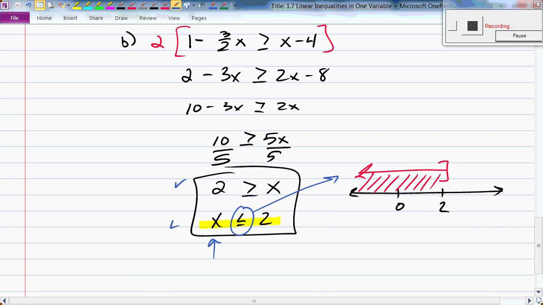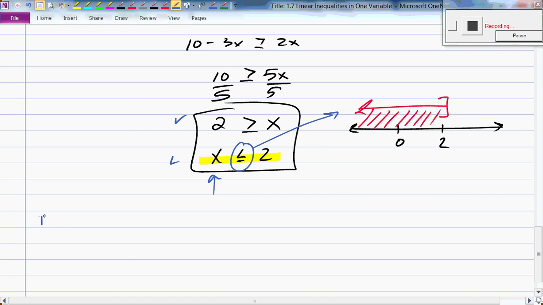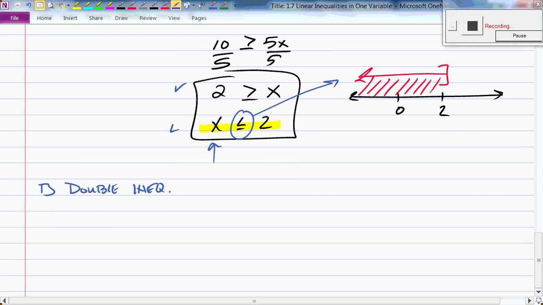All right? You guys feeling pretty good so far? Okay, sweet. Let's talk about then a double inequality. All right. Double inequality, such as negative 6 less than or equal to 3x plus 2 less than 15.